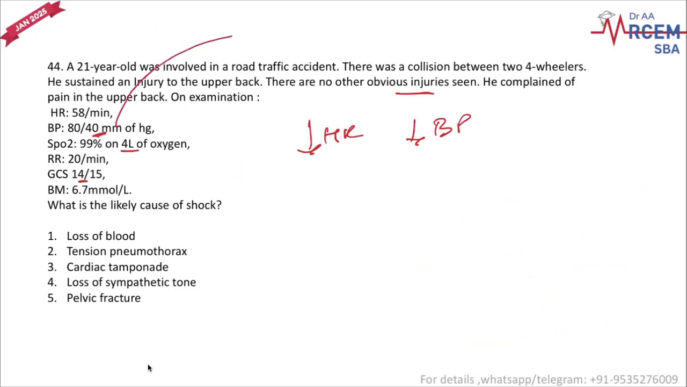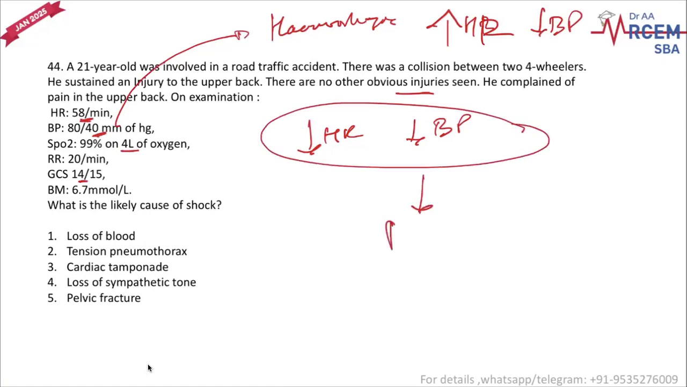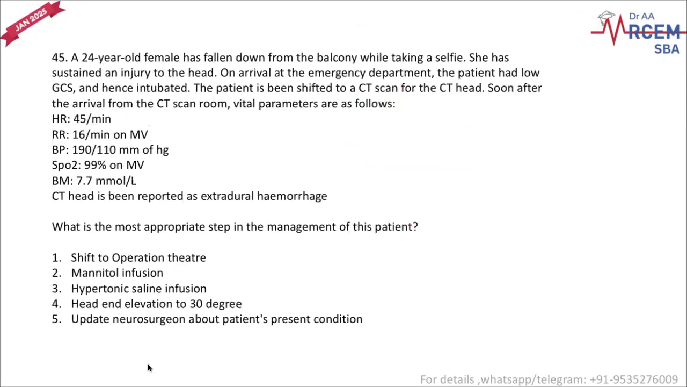Shock. The most common shock in a trauma case is hemorrhagic shock. In hemorrhagic shock, what is the usual physiological response? There is tachycardia along with low blood pressure. Here there is no tachycardia, but bradycardia, a low or marginally low heart rate. With a low heart rate and low blood pressure, you need to think of neurogenic shock. What is the pathophysiology of neurogenic shock? There is loss of sympathetic tone, which results in bradycardia and vasodilatation.